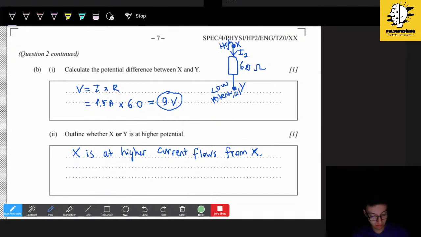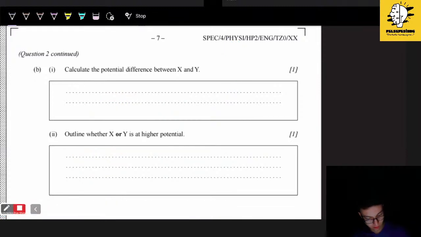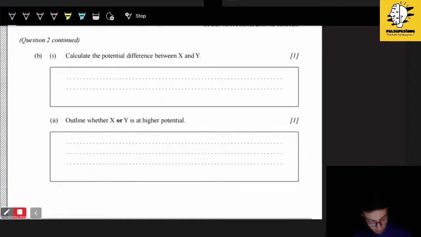Yeah. And this is quite possible. I mean, you may not know the direction of the current. Physics is not always predictable. And if you find negative, just reverse it and you will find the higher potential. So, next question.